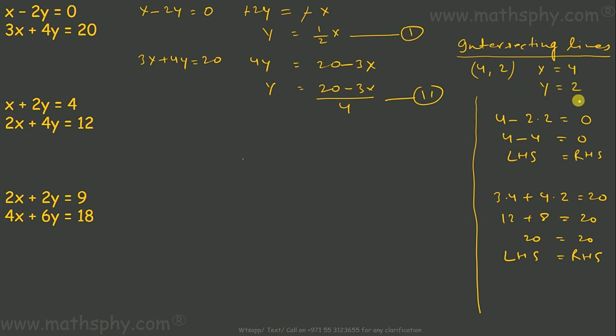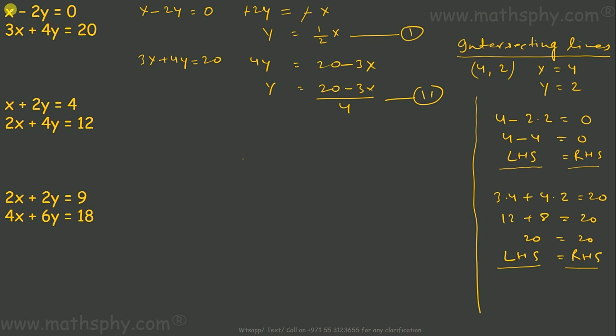The value which we get is the unique value. 4 is the unique value for x, 2 is the unique value for y. Why do we call it unique? Only x equal to 4 and y equal to 2 will make my equation equal on left hand side and right hand side. In this equation here, right hand side is 0. Here right hand side is 20.